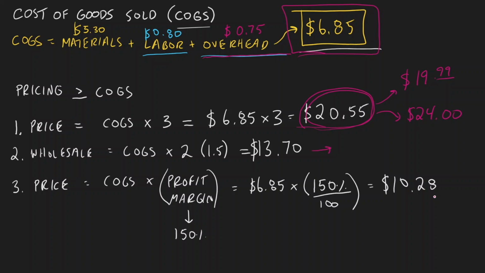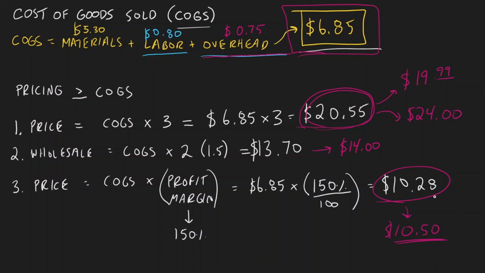Same thing with this. Now, since you're selling wholesale, it doesn't really matter. It doesn't have to be a neat price, so it could be $13.70, but you could easily just say the wholesale price per candle is going to be $14. And then for this bad boy, we'll just pull them up to roughly $10.50. So we know we're getting at least 150% profit margin on our cost of goods sold.